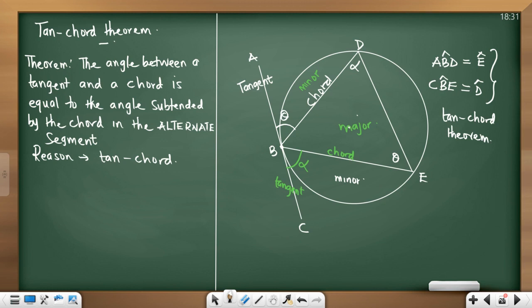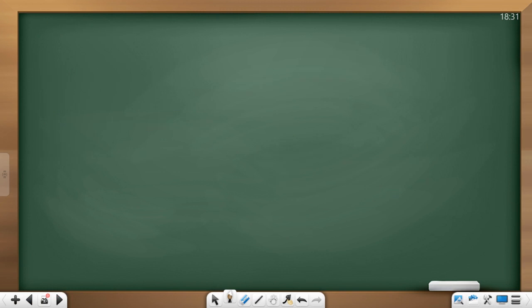So anytime I see a tangent, mind you, know the definition of a tangent. The line does not cut through. Tangent and chord. We have a tan-chord. So let's prove this quickly, and then we have one more theorem to deal with. I hope you've drawn that: circle, tangent, and the chord, and those angles are equal. All right, let us prove.